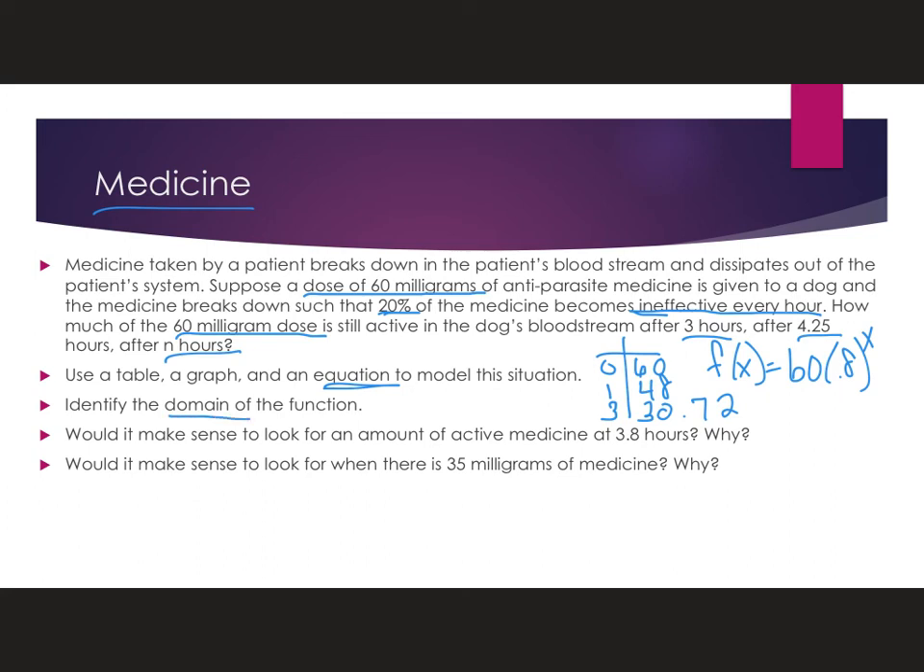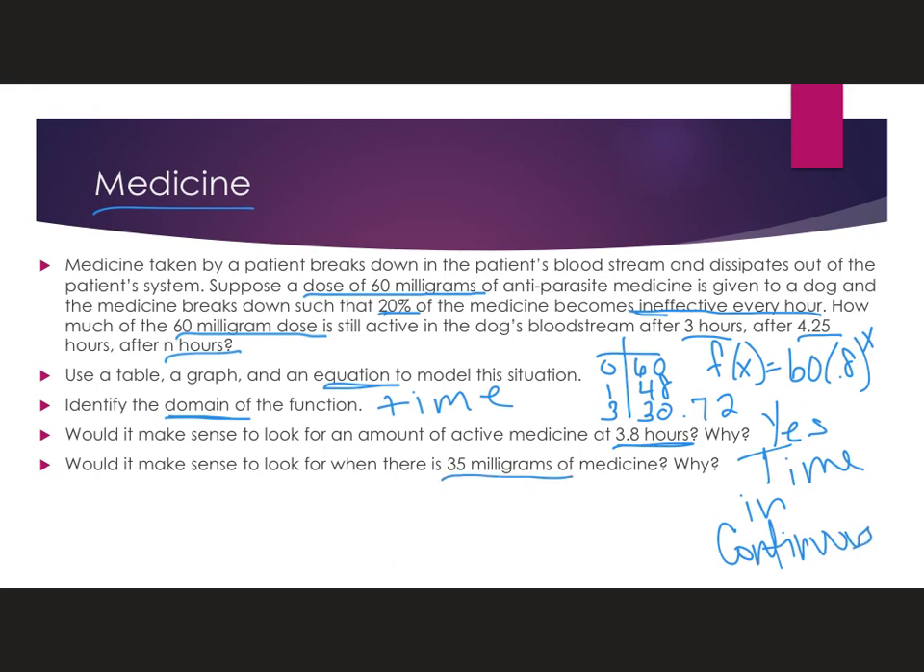What is the domain of this function? The domain is time. Would it make sense to look for the amount of active medicine at 3.8 hours? Yes. We could figure that out. Time is continuous. So that's the thing to remember. Time is continuous. Would it make sense to look for when there's 35 milligrams of medicine? Yes. Medicine amount is also continuous. We can have partial milligrams.